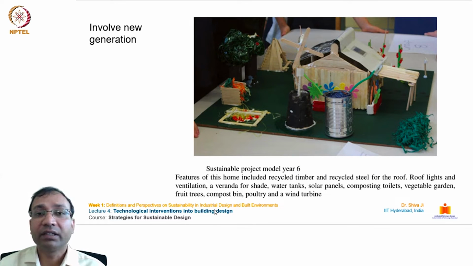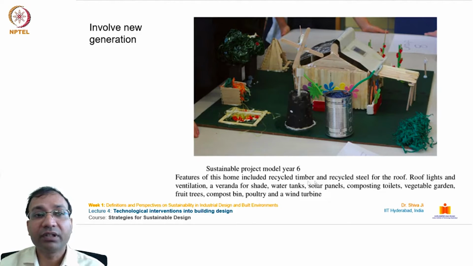Further, giving students such projects or knowledge-based projects and assignments, where they can understand the concepts of sustainability in a simpler way. If you see this project on this slide, the idea around it is to use discarded materials to construct this house.